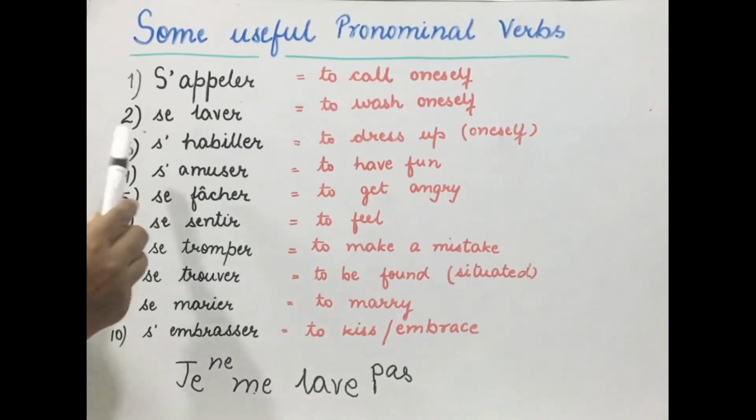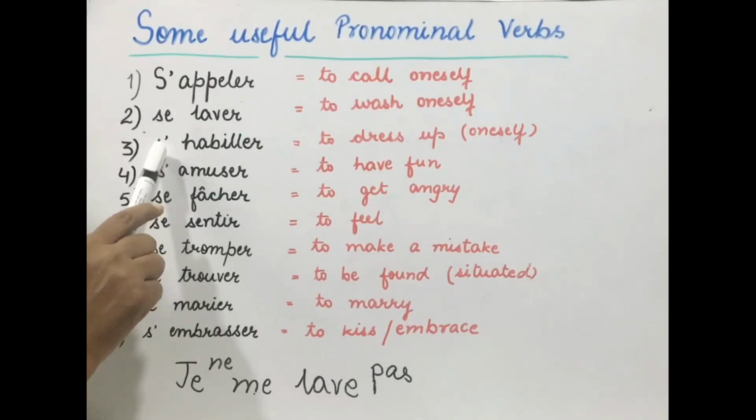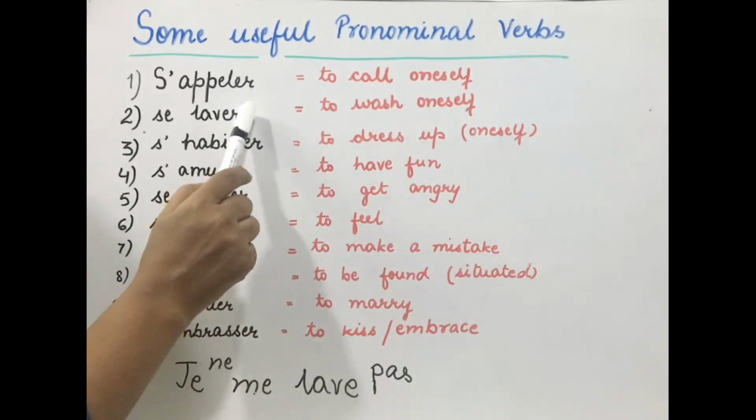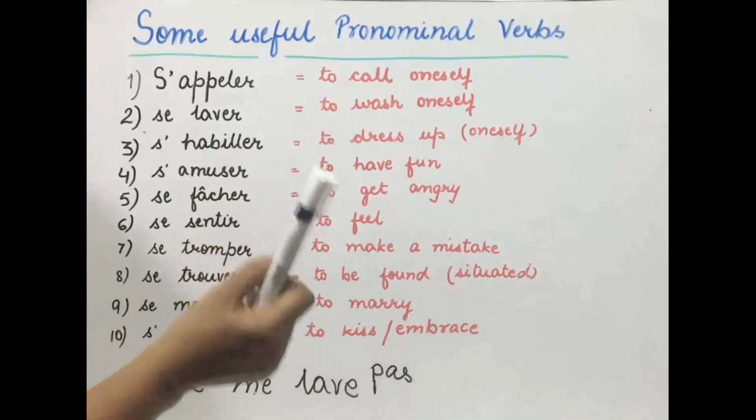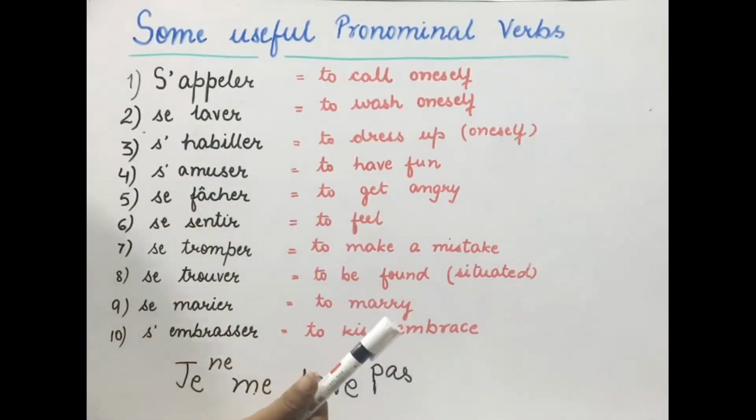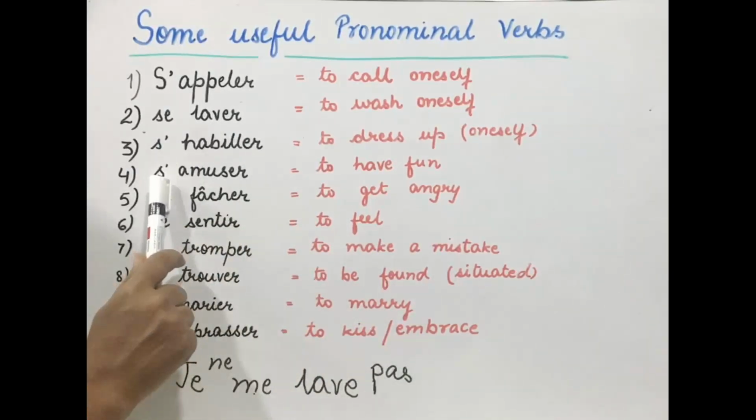Now third is s'habiller. The third useful pronominal verb, s'habiller. S'habiller means to dress up. Okay. After taking a wash, you dress up. So you can use the verb: je m'habille à la mode. What is mode? Mode is fashion. So I dress up in fashion. Je m'habille à la mode.